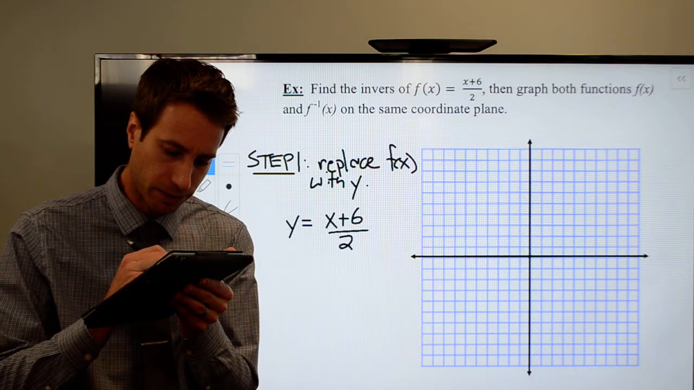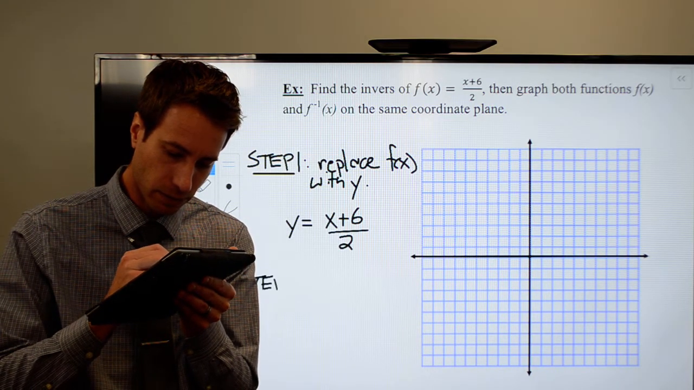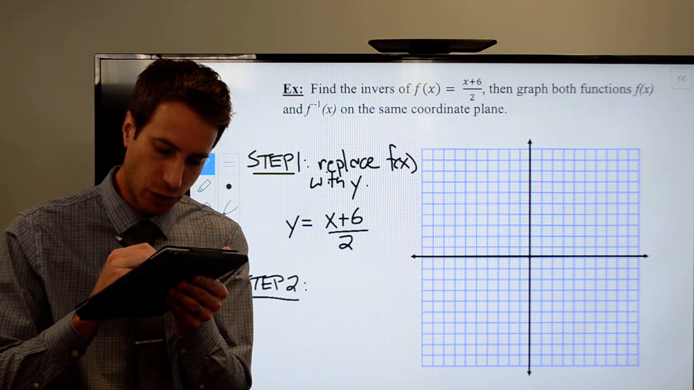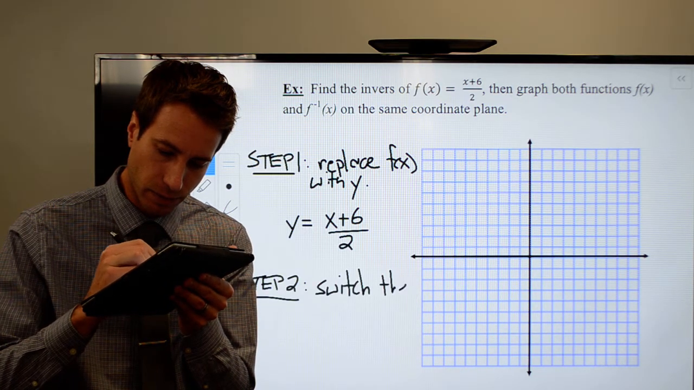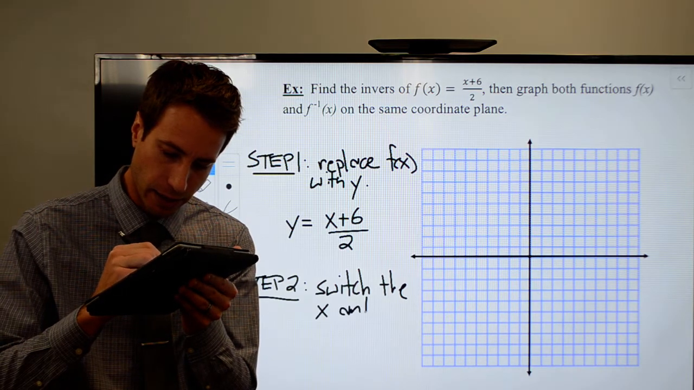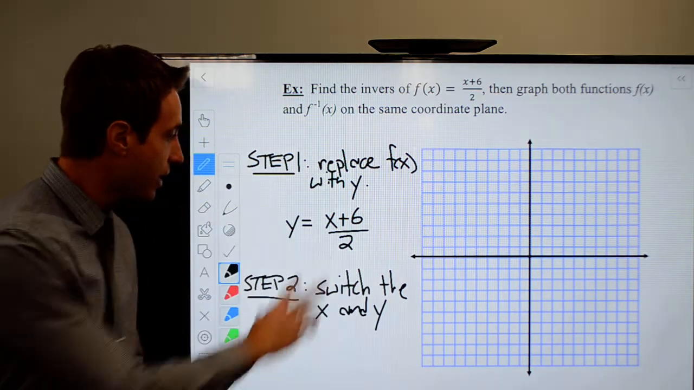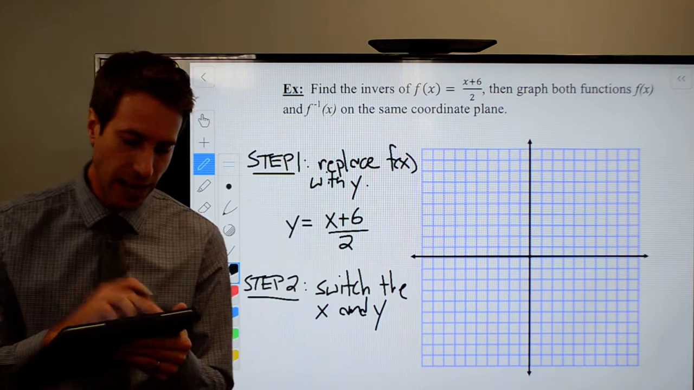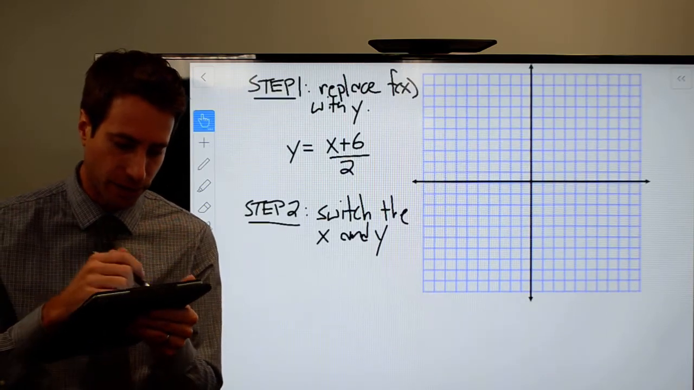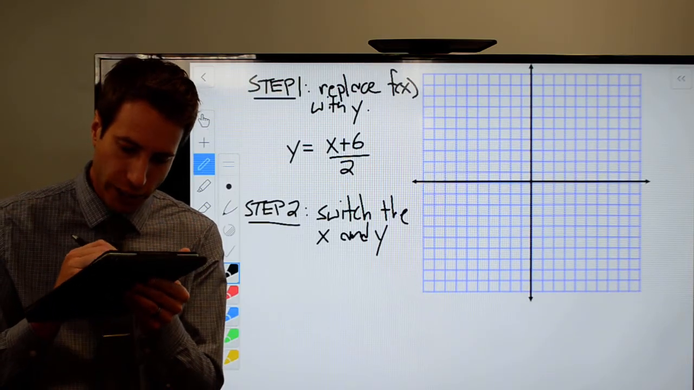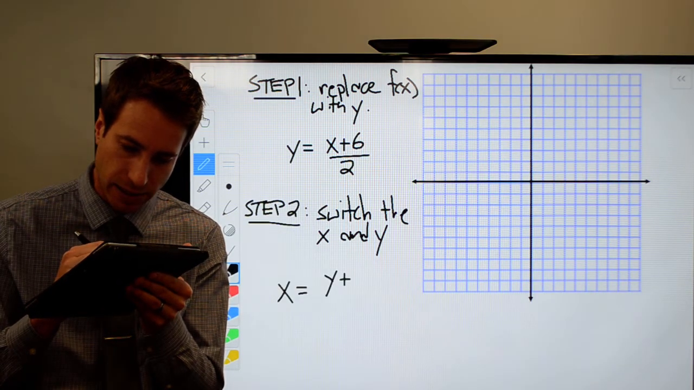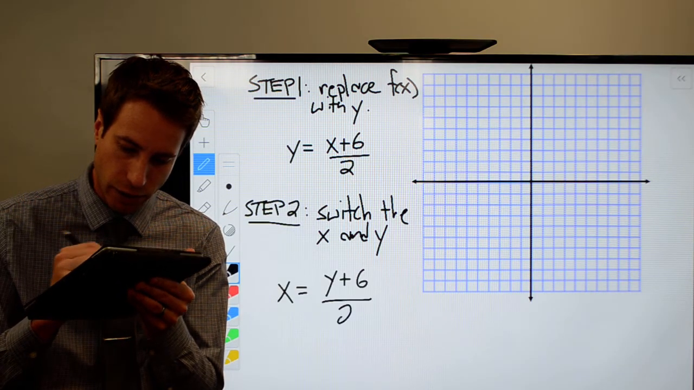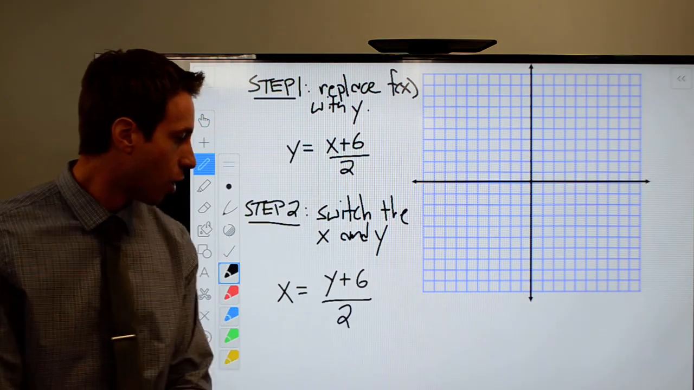Step 2, switch the x and y. Okay, so the x and y's are going to switch places, and now I have this function, which is x is equal to y plus 6 over 2.